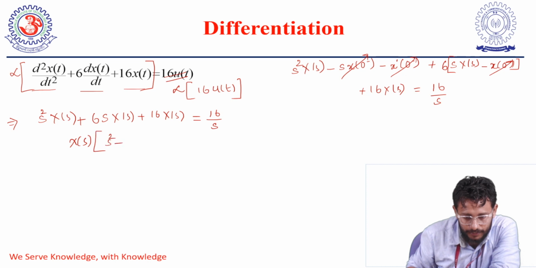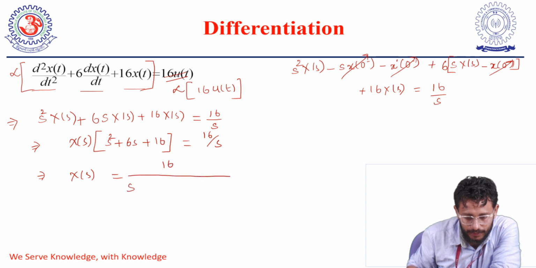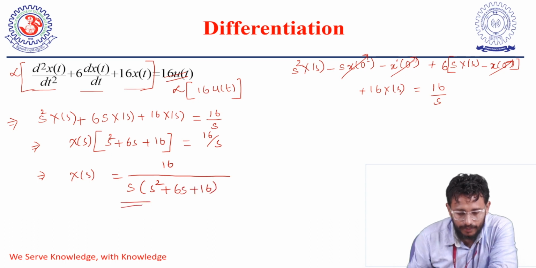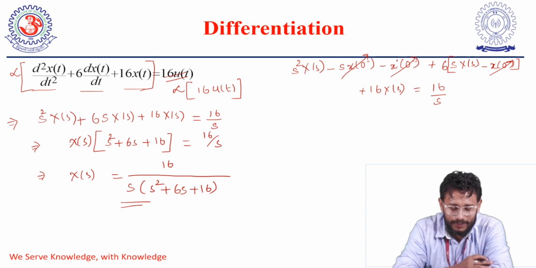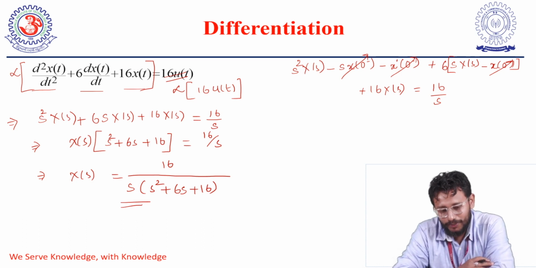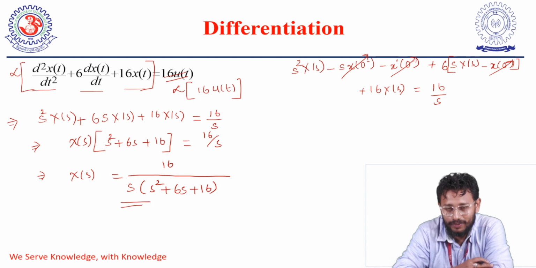s squared plus 6s plus 16. That's equal to 16 over s. And the final expression, if I am trying to get it in terms of x of s, I'd observe it to be 16 over s times s squared plus 6s plus 16. And this is what we would call a transfer function for our later usage.